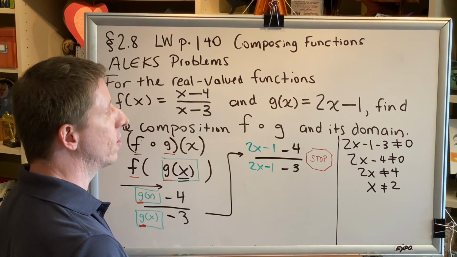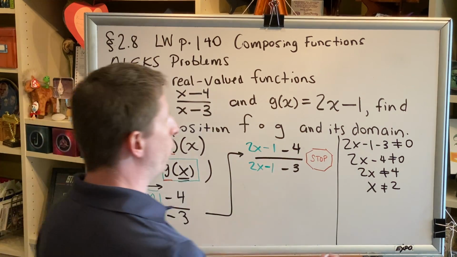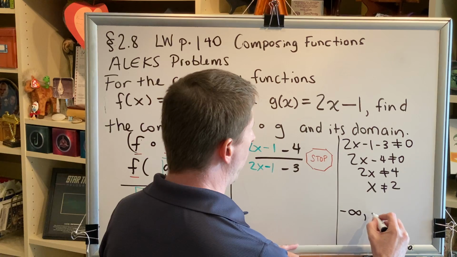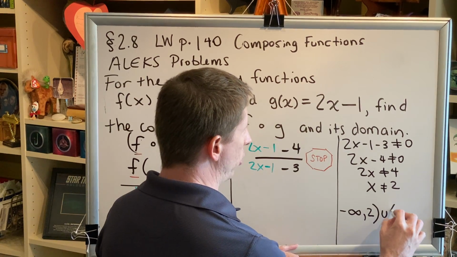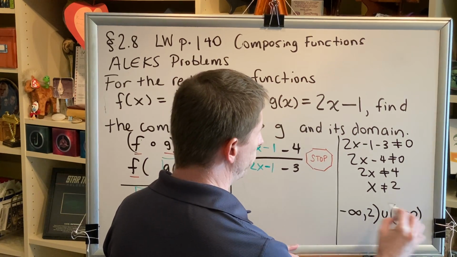Our domain is the set of all real numbers except for 2. And as an interval, it would look like this. Negative infinity, going all the way to 2, and then skipping over the value at 2, and continuing on to positive infinity.